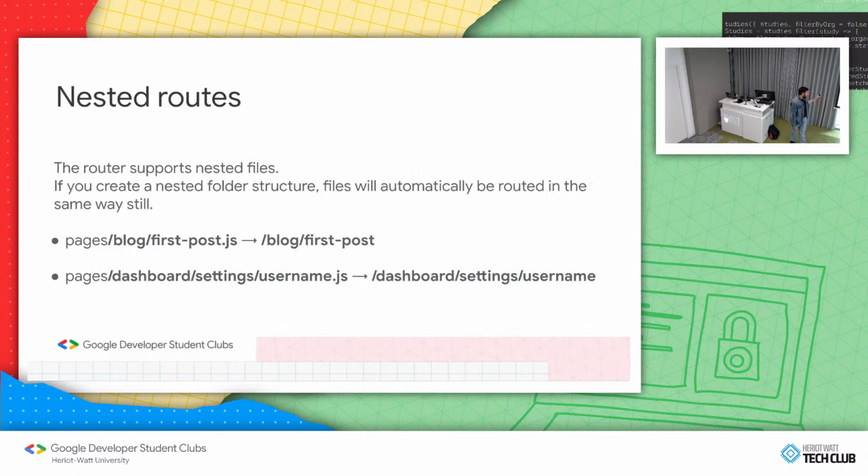So if you have this sort of subfolder structure in your pages directory, and if a user visits that particular URL, that is /dashboard/settings/username, they will be presented with whatever is returned in your username.js file inside the subfolder nesting.